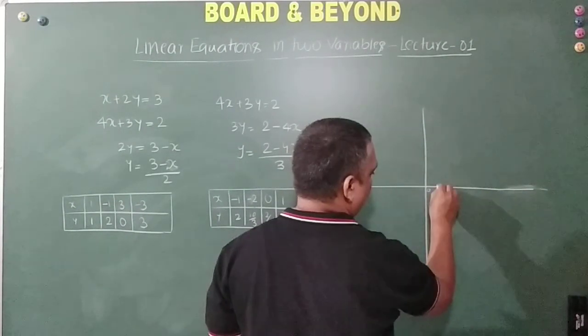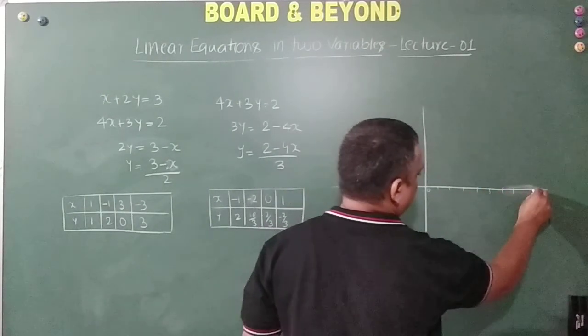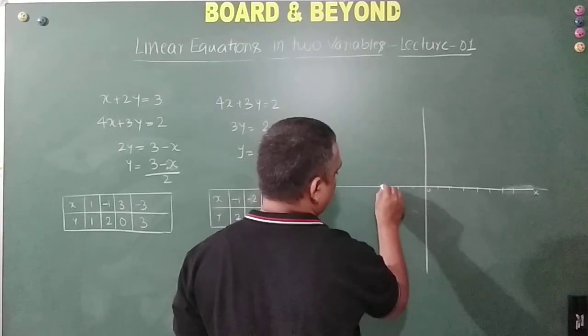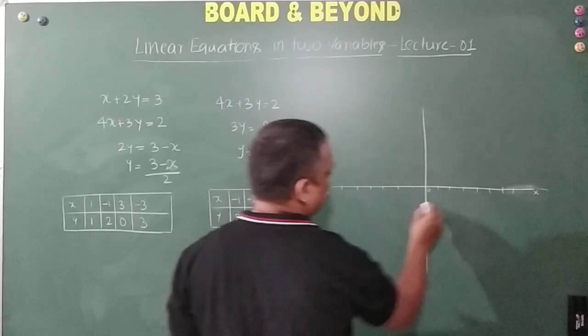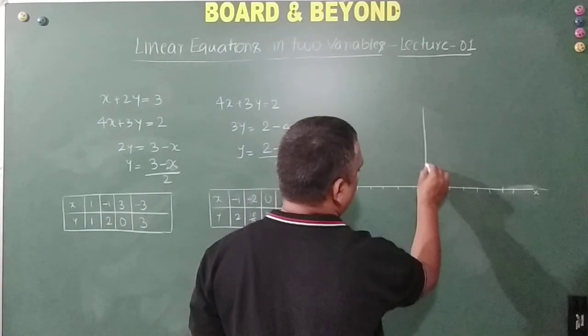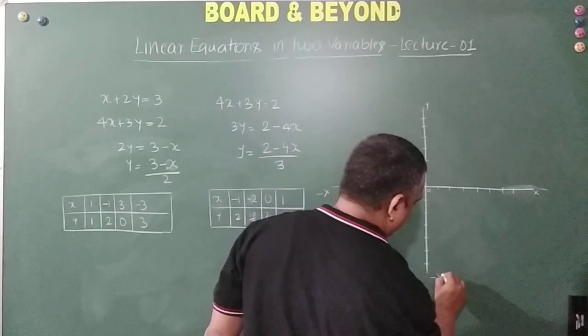So 0, 1, 2, 3, 4, 5, 6, 7. This is our x. This is our minus x. 1, 2, 3, 4, 5, 6. 1, 2, 3, 4, 5, 6. 1, 2, 3, 4, 5, 6. This is our y. This is our minus y.